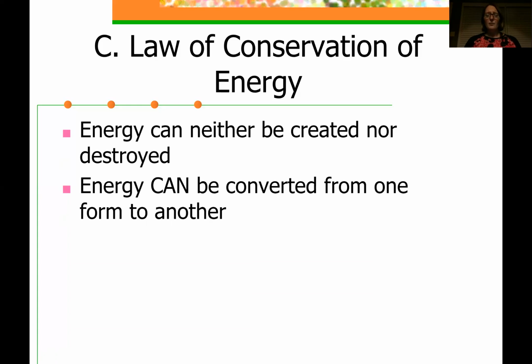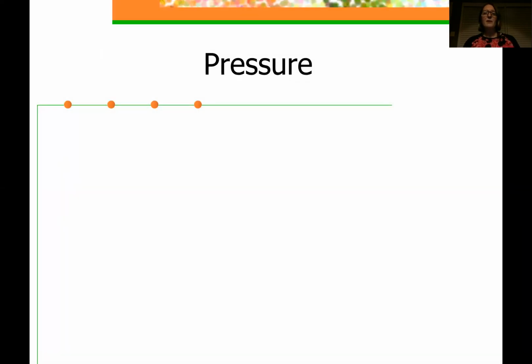So this helps us understand a lot of what's going on with our gas particles. The second main focus of today's lecture is talking about pressure. We're going to be looking at gas pressure. So the question is, what's gas pressure?